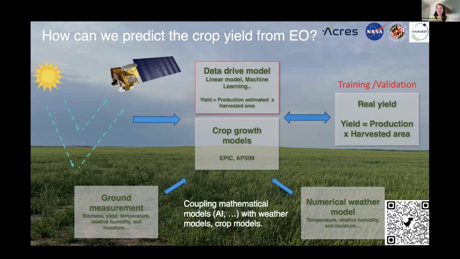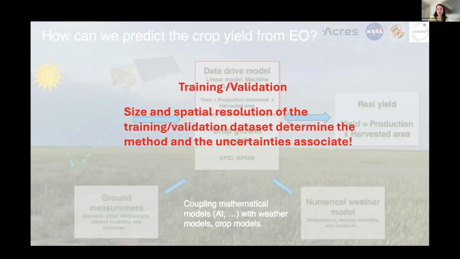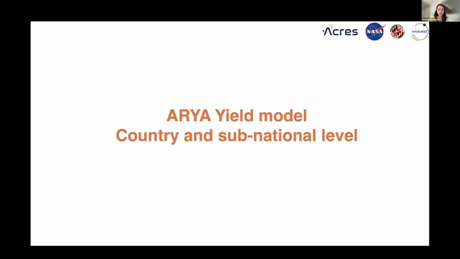And then the last part, when you build your model based on statistical data and available data, you have to train this model and to validate this model. That is the most important and, let's say, tricky part, because the size and the spatial resolution of this training and validation dataset will determine what method you are going to use and what the uncertainties associated with your model are.